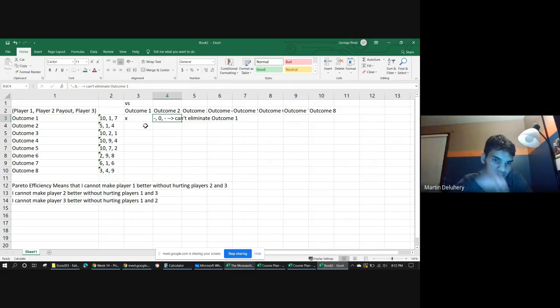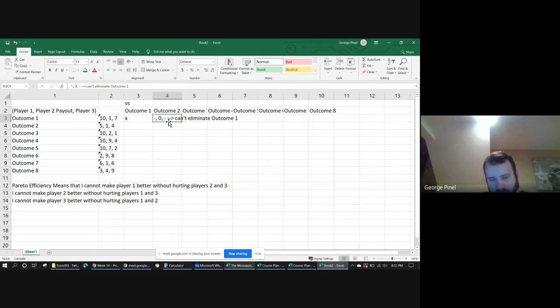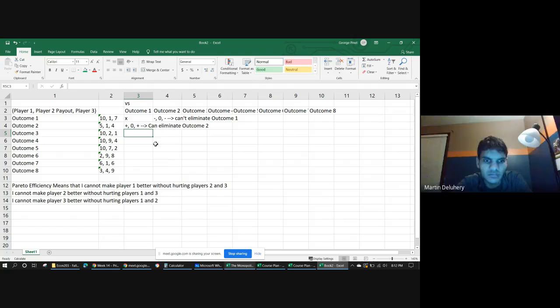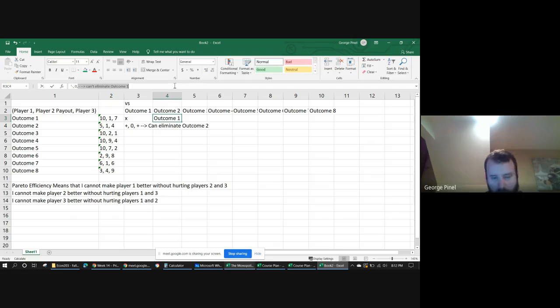Yeah. But what I do notice is it's a minus, 0, minus. So if I were on this square, outcome 2 versus outcome 1, I'm going to have a plus, 0, plus. Right. So 5 to 10 is a plus, 1 to 1 is 0, 4 to 7 is a plus. So I can eliminate outcome 2. I'm going to get rid of this because it's large text. Minus, 0, minus.